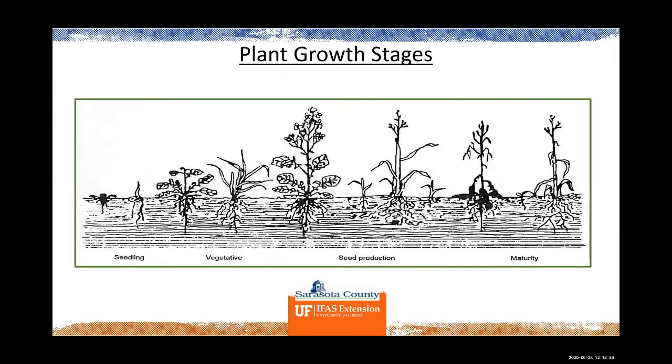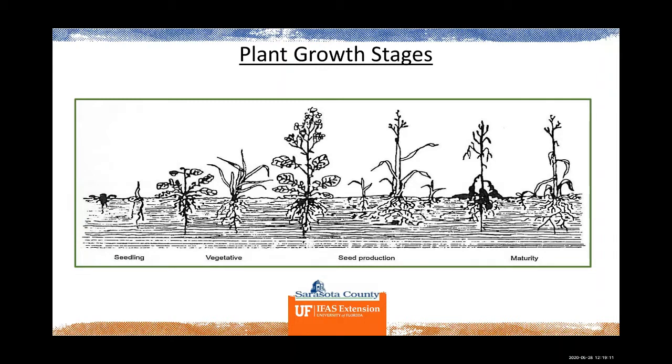So this is just an example of what we mean when we talk about actively growing weeds. These are the various stages of plant growth. You have your seed, it germinates, it grows into a seedling, it has a shoot, it has a root, then it puts out leaves and more shoots, and it continues to grow. At this point, it's considered the vegetative stage of the plant.